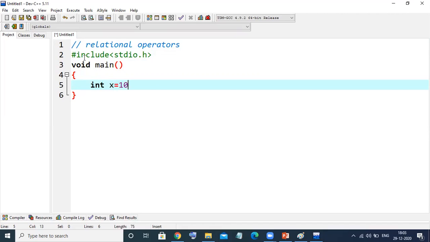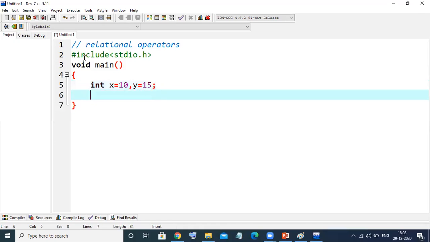Suppose again the same, x is equal to 10. We'll take the same variable so that you will get more idea. And y is equal to 15. Now directly in the printf statement only, I'll print all the results so that it will be better for us to understand. For example, I'll directly take the values.